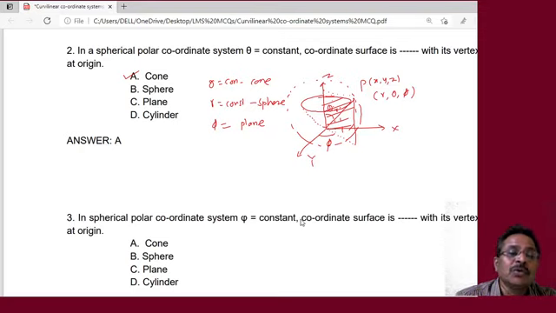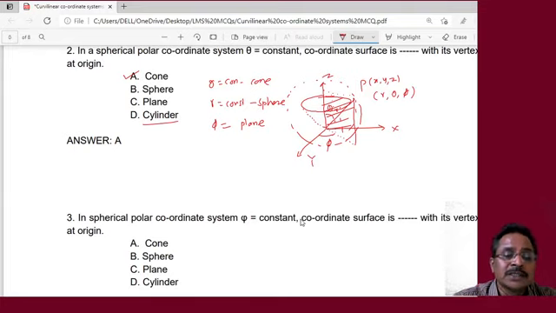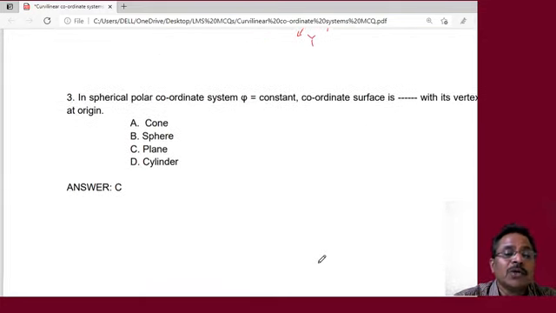this phi is equal to constant, and there is no question about this cylinder here, because this comes in the cylindrical coordinate system. So out of this given cone, sphere and plane, we can have these three different types of coordinate surfaces as shown. Next, in the spherical polar coordinate system, phi is equal to constant, the coordinate surface is, as we have just now seen, and here the answer is C. It forms a plane which is parallel to the z axis, and that's the question number 3 answer, correct answer is C, that is plane.